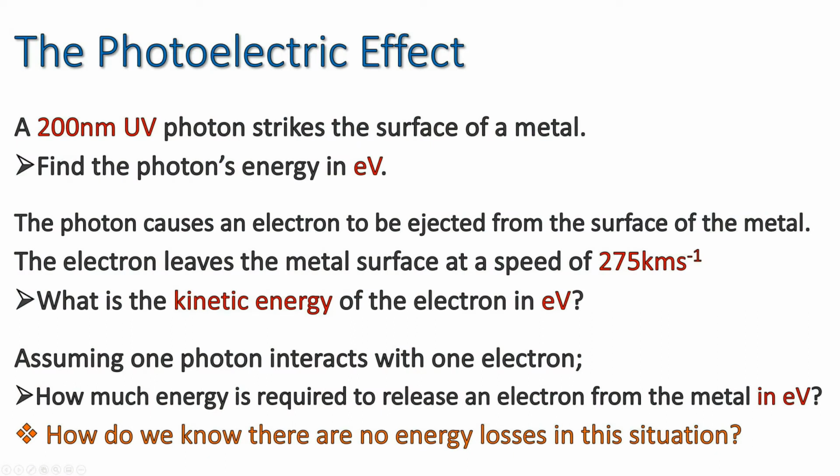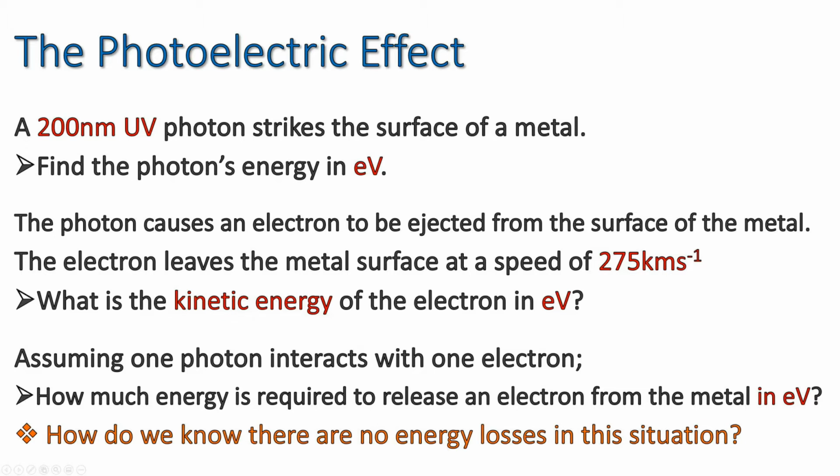So a 200 nanometer UV photon strikes the surface of a metal. You can easily work out its energy in electron volts. If you can't do it, look back over the last book. Interestingly, we'll notice that this photon will cause an electron to be ejected from the surface of the metal, right? Doesn't matter why yet, just imagine it does.